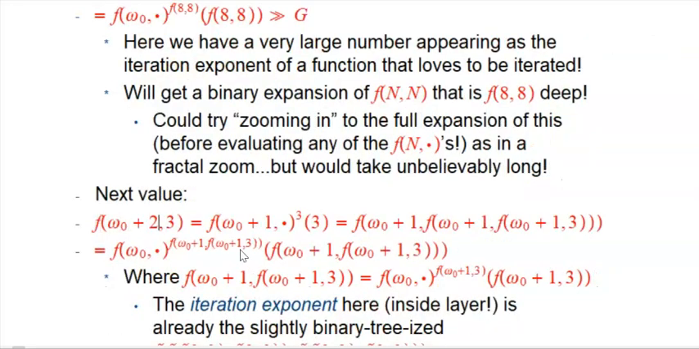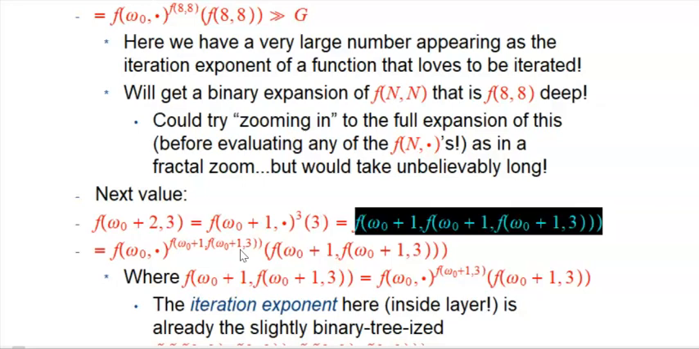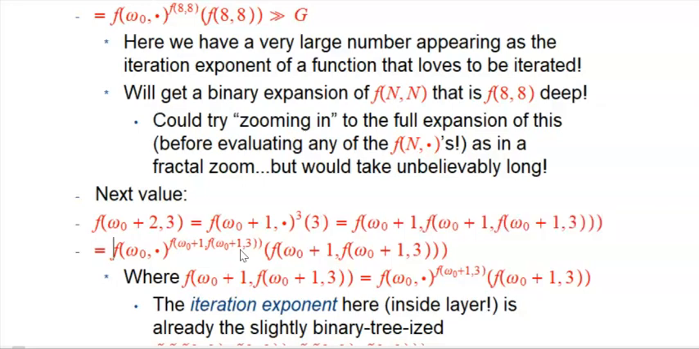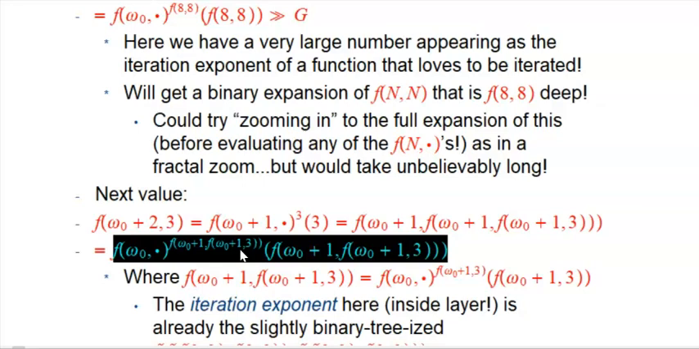Okay, so f of omega naught plus 2 on 3. Now we're going to iterate this very powerful function 3 times with input 3. Okay, so far so good. That's easy to write out. Okay, even this isn't too hard to write out.